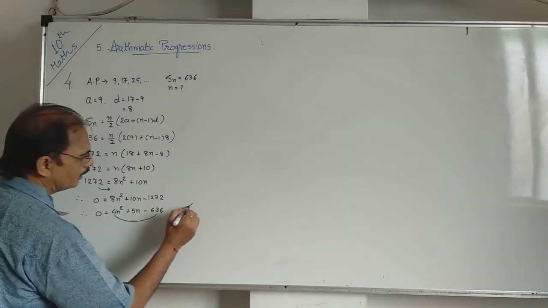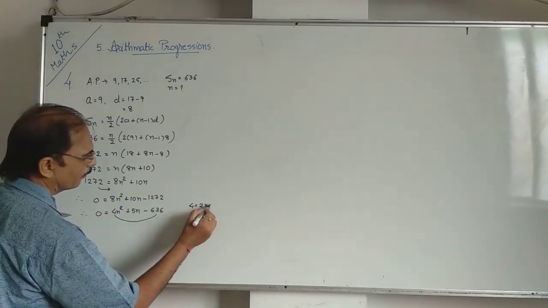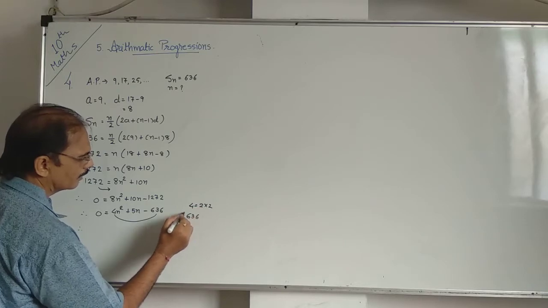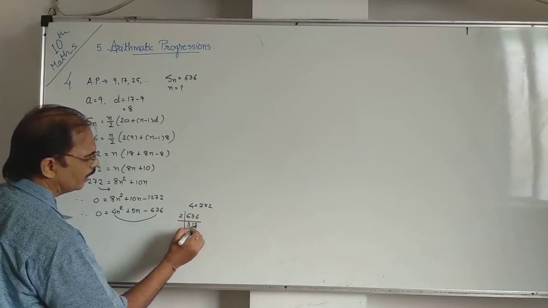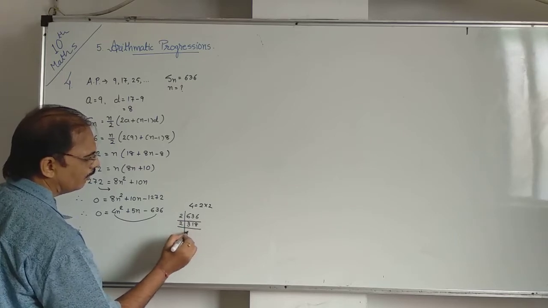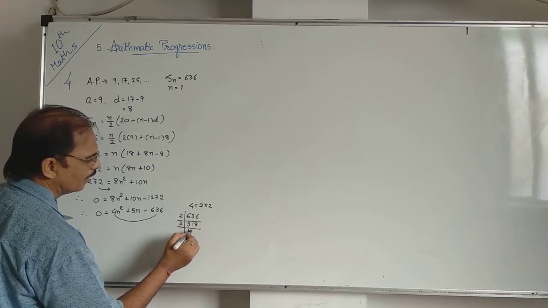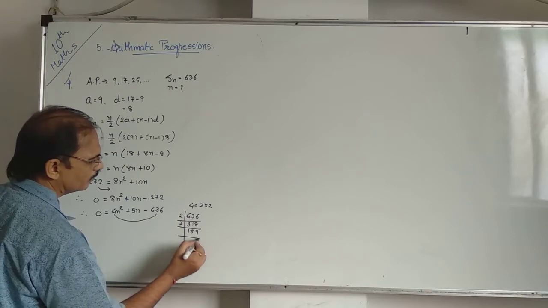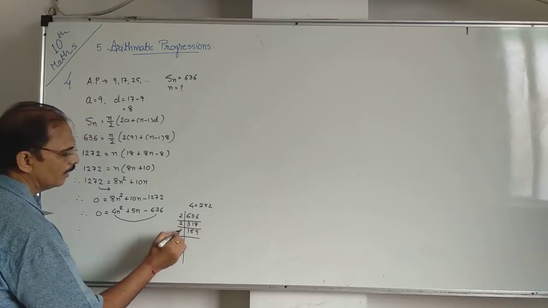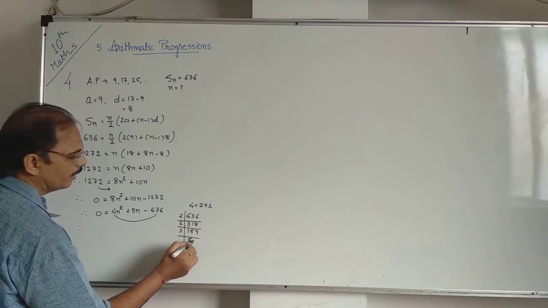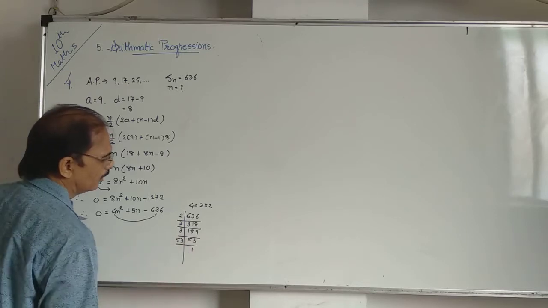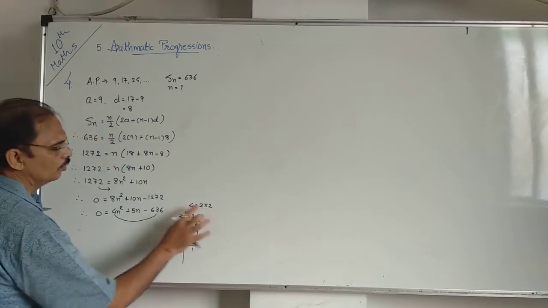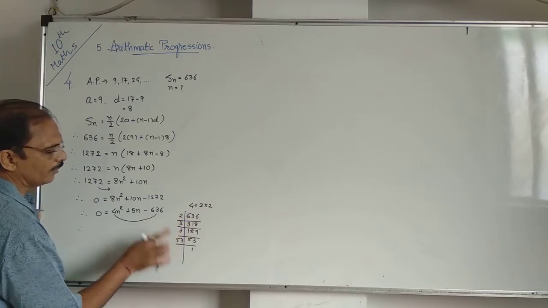I factorize like this. 4 means 2 twos. And 636 means divide by 2, 2 threes are 6, 2 nines are 18. Again divide by 2, 2 ones are 2, 2 fives are 10, 2 nines are 18. Divide by 3, 3 fives are 15 and 3 threes are 9, and 53 ones are 53. Now factors are 2, 2, 2, 2, 3 and 53.